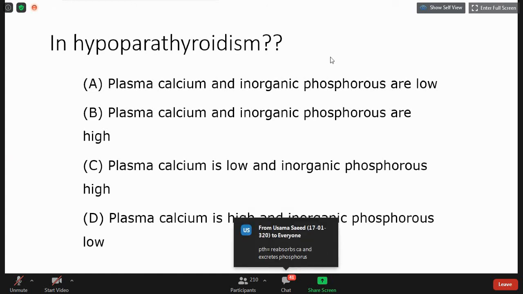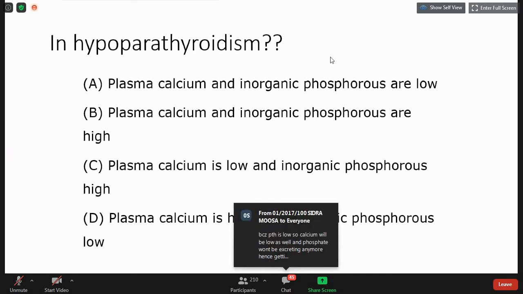Okay, here you go, Muhammad. Okay, PTH causes release of calcium from bone and removal of phosphate by the kidneys. So PTH normally increases calcium and decreases phosphate. Okay, Ruben, Priyanka, Sidra Musa, Amna Shah: low calcium is the correct option because the phosphate is increased. Okay.